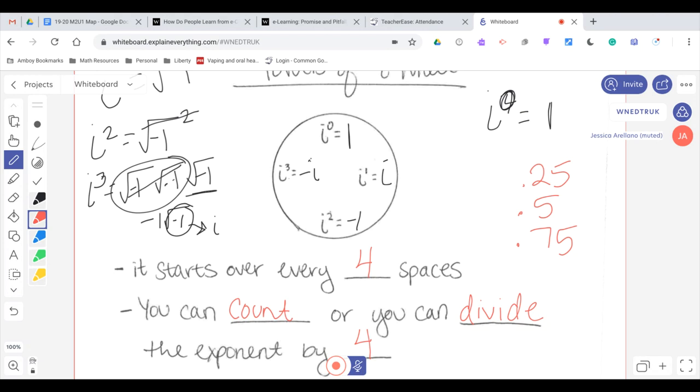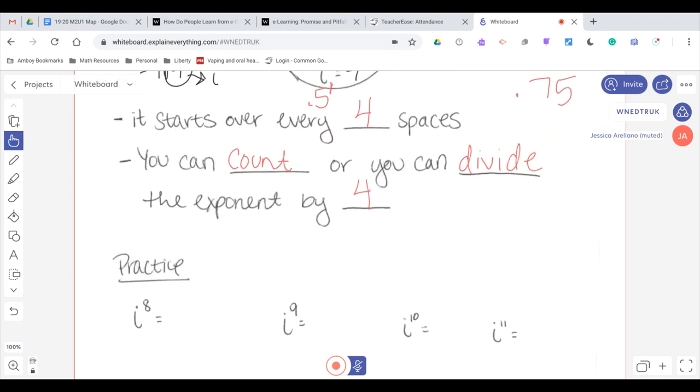If there is no decimal and it comes out to be a whole number, that puts you up here, meaning that whatever that exponent is would take you all the way back to equaling 1. If you land on 0.25, that would put you here, equaling i. 0.5 gets you down here to -1. And 0.75 brings you around here, so it's a full circle. Here's what I mean by that.